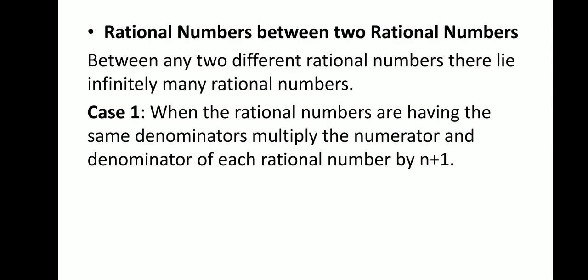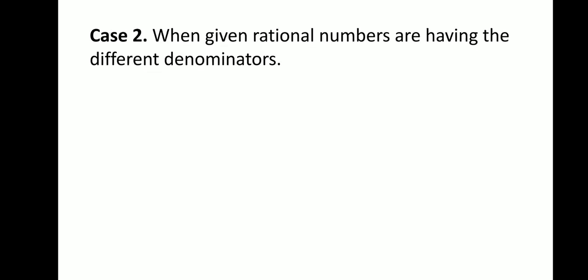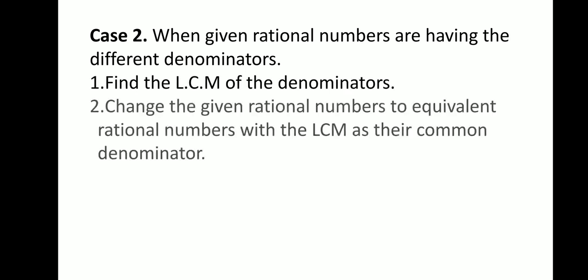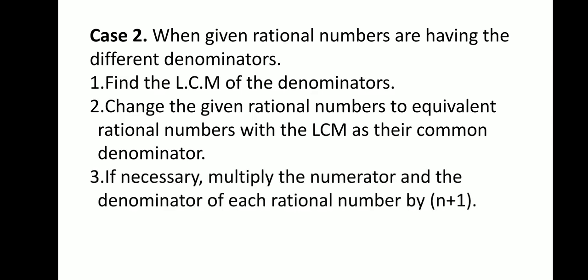Coming to the second case, when the given rational numbers have different denominators. In that case, first of all, I need to take the LCM of the denominators. Then change the given rational numbers to equivalent rational numbers with the LCM as their common denominator. Then, if after the second step I am not able to find the required number of rational numbers, as I have made their denominators the same, I need to multiply the numerator and denominator of those calculated rational numbers by n plus 1.